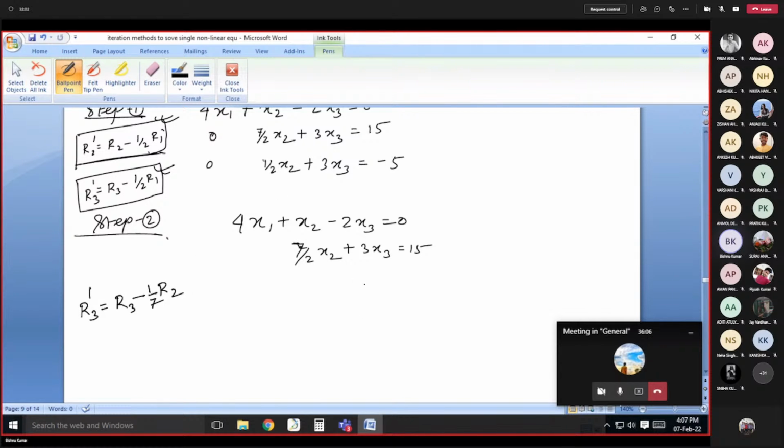So what will then be the updated value at this position? This is 0. Okay. What will be this position? 3 minus 3 by 7. 3 minus 3 by 7 means 21 minus 3, that is 18 by 7, isn't it? And what will be the right hand side? Minus 5 minus 15 by 7 means minus 50 by 7.